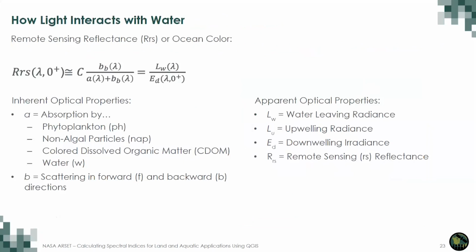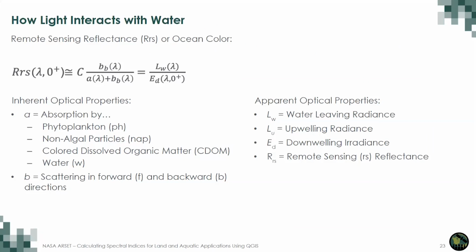When we talk about ocean color in this webinar, we're referring to the remote sensing reflectance. Remote sensing reflectance is a function of the inherent optical properties of the material in the water. So, for example, absorption by phytoplankton, non-algal particles, colored dissolved organic matter, and water, and scattering in the backward direction by particles and other material.